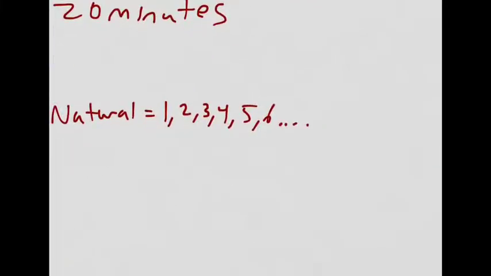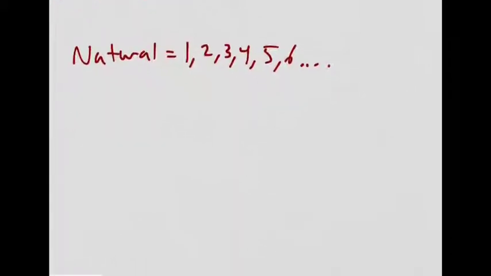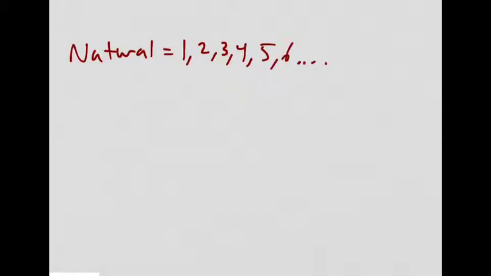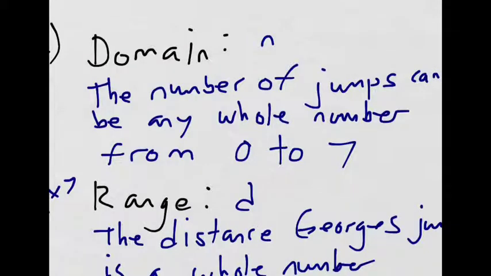They're just whole numbers. Sorry for the moving around here. I'm trying to get enough space for everything. Okay, after that we had whole numbers. This set was all the natural numbers, 1, 2, 3, 4, 5, and so on, as well as 0. That's why I called the domain in the last example whole number, because I had 0 in that set.